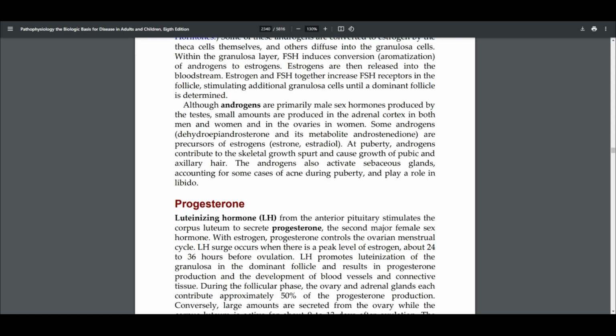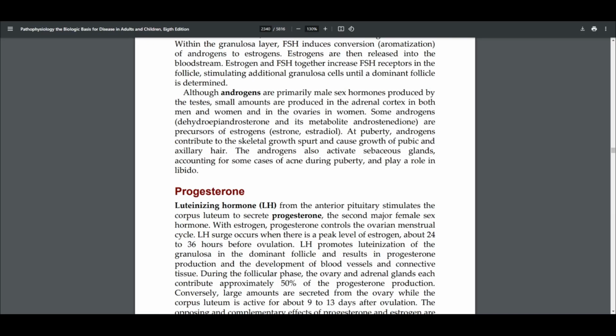Although androgens are primarily male sex hormones produced by the testes, small amounts are produced in the adrenal cortex in both men and women, and in the ovaries in women. Some androgens are precursors of estrogens. At puberty, androgens contribute to the skeletal growth spurt and cause growth of pubic and axillary hair. The androgens also activate sebaceous glands, accounting for some cases of acne during puberty, and play a role in libido.